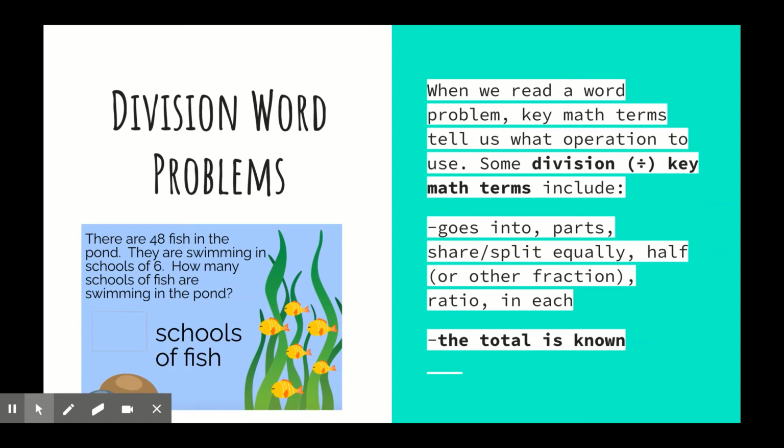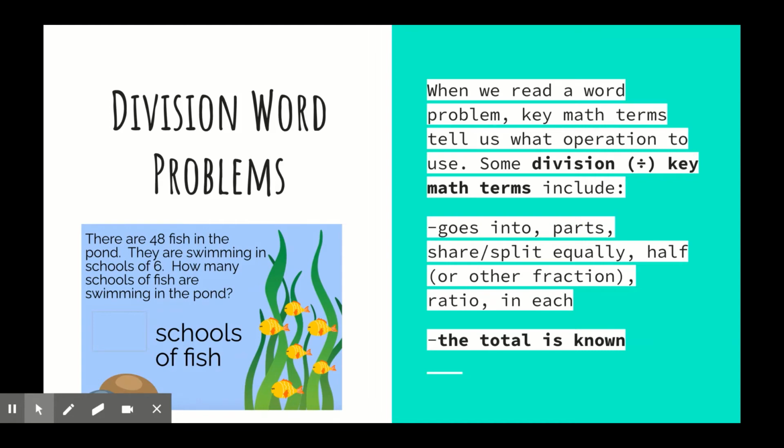With division, as I said earlier, there are some key math terms that tell us what operation to use. These also include goes into, parts, share equally, split equally, half or other fraction word, ratio, in each. And again, the total is known in a division word problem. So let's take a look at the example here. There are 48 fish in the pond. That's my total. I know that there's 48 in all. They are swimming in schools of 6. How many schools of fish are swimming in the pond?